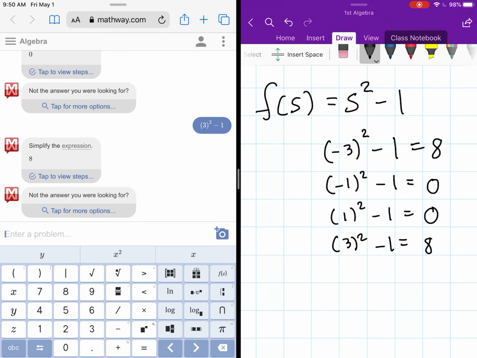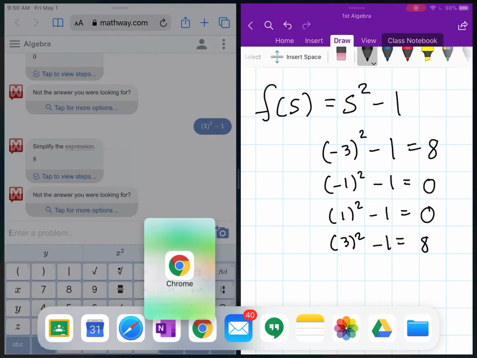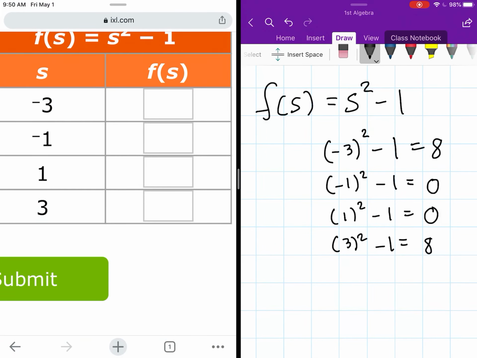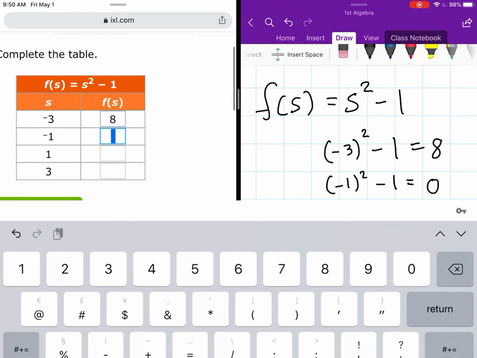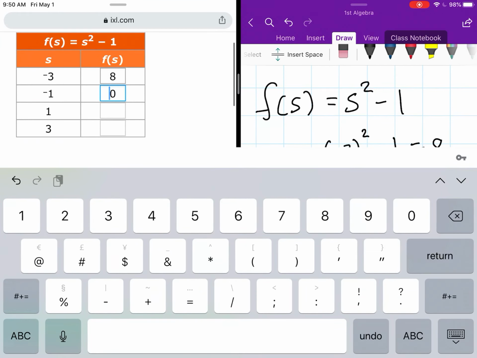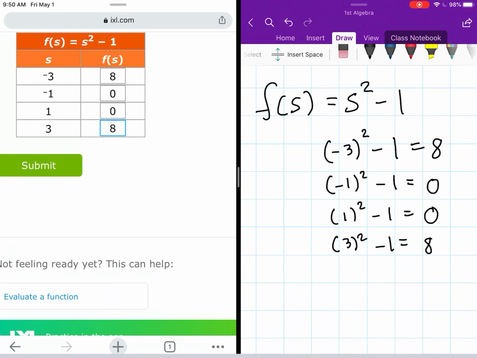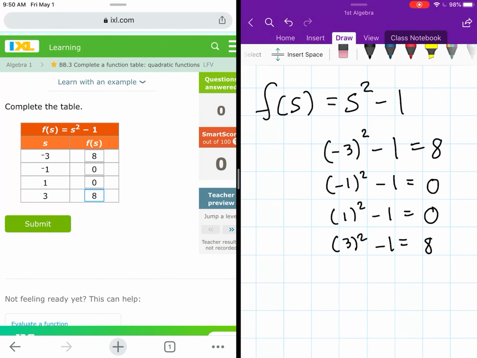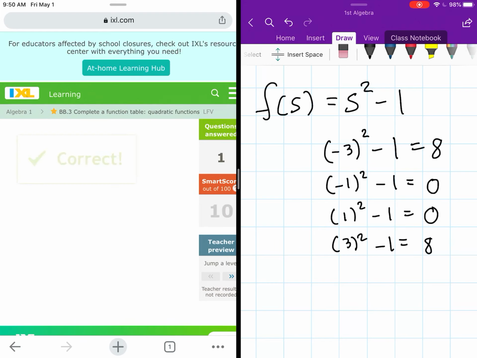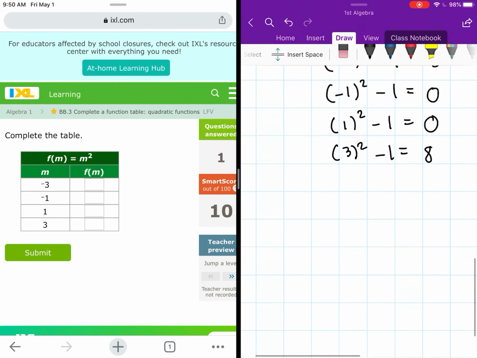So then these three numbers, 8, 0, 0, 8, those are the numbers I'm going to go back and type into my IXL. It's going to be 8, 0, 0, and 8. That's all I'm going to do. Some of these are going to have a few more parentheses, some of these a few less. So submit. That's my answer.